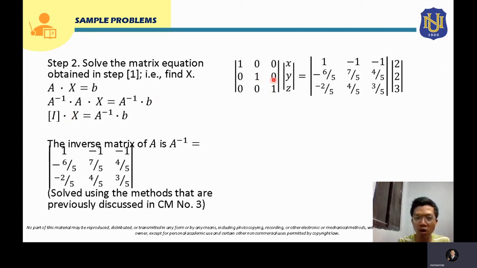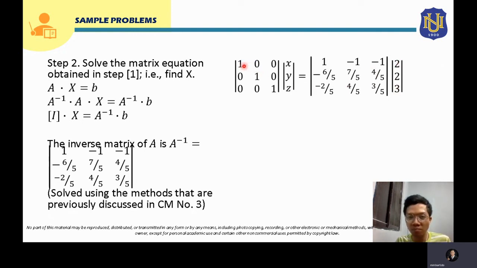This is the column of the variables x, y, and z, and we will equate this to the inverse matrix that we have here. Again, I will not show you how to solve this. You can solve it on your own using the methods that we have discussed in CM number 3. So this is the inverse matrix of coefficient matrix A. And we will multiply that by B, or the constants 2, 2, 3.